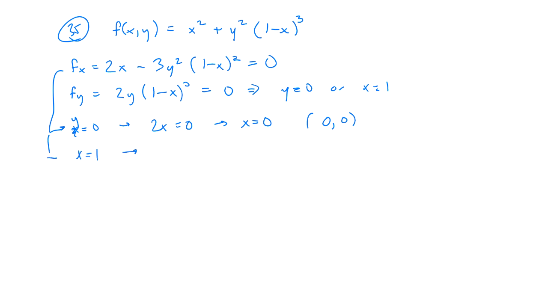If I put in x equals 1, I get 2 equals 0. And so obviously nothing comes out of that part. So we just have the 1 critical point. And then we take the second derivatives.